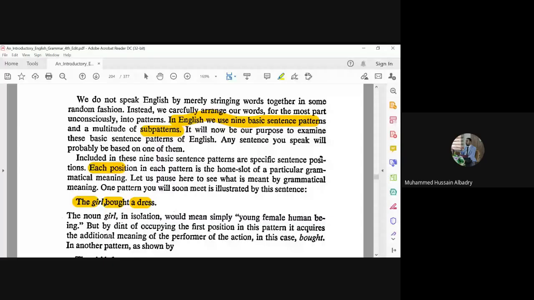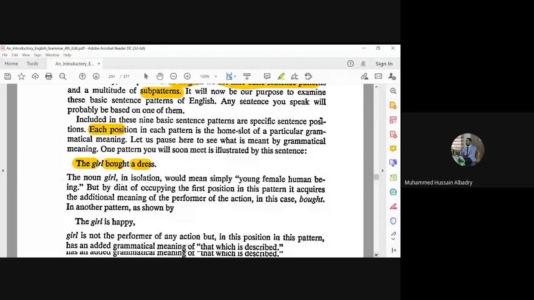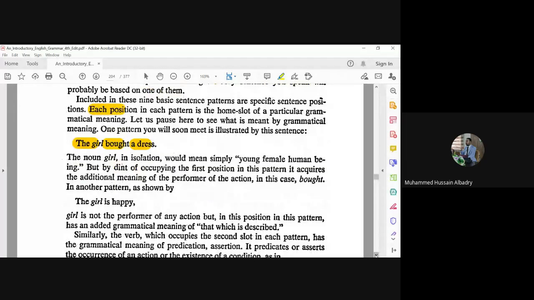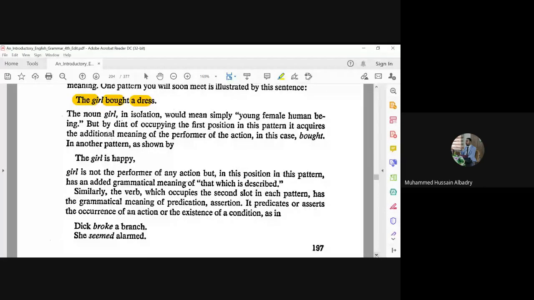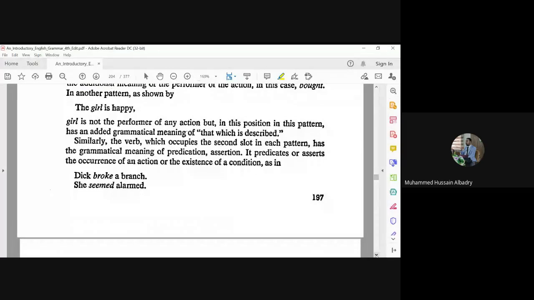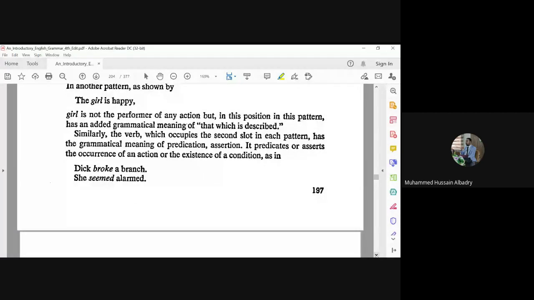Each one has a grammatical meaning. We will see what the grammatical meaning is, not the meaning of the word, the literal meaning. Here we have certain examples explaining the grammatical meaning. We will explain it later on, the same idea.